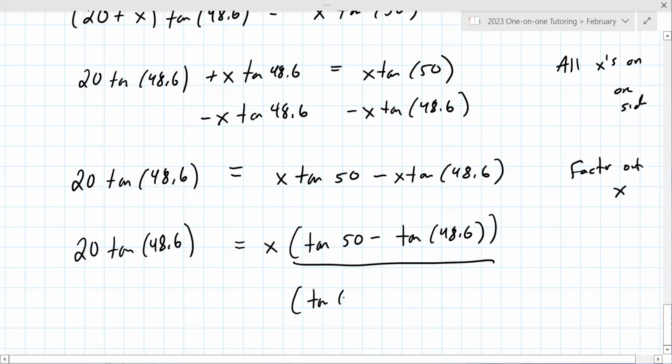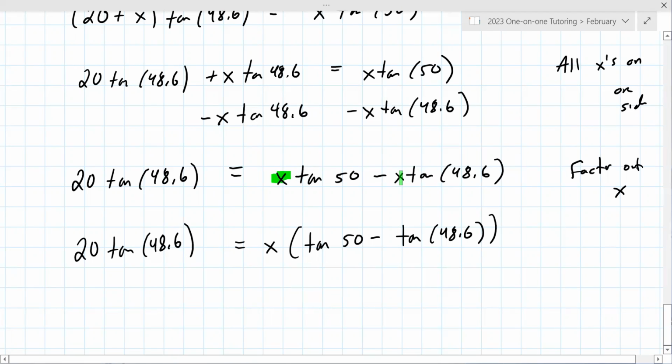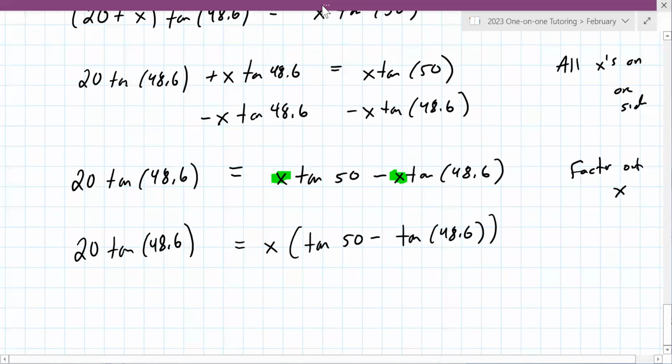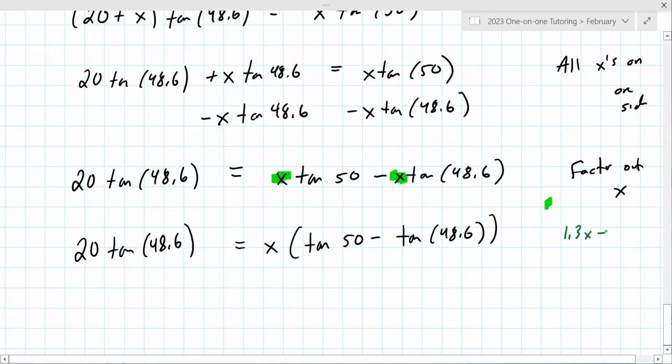Is there a question? Yes, I'm just a little confused. You can just take out the x. See how it's in both? It's a little odd, but yeah, it is in both. If you're more comfortable with a calculator, what a student would do here is find the tangent of 50 times x minus the tangent of 48.6 times x. They'd get something like 1.3x minus 0.9x, and then they would combine them.